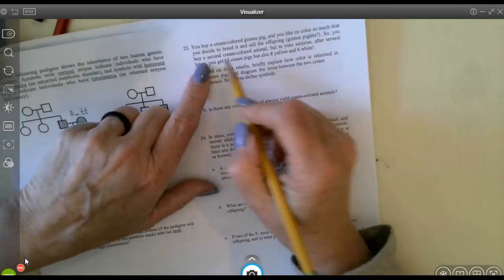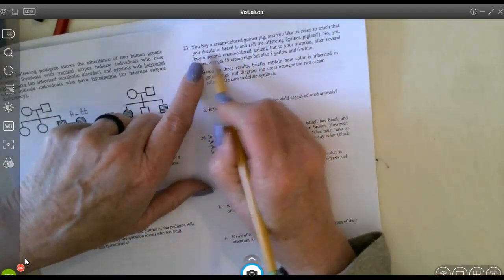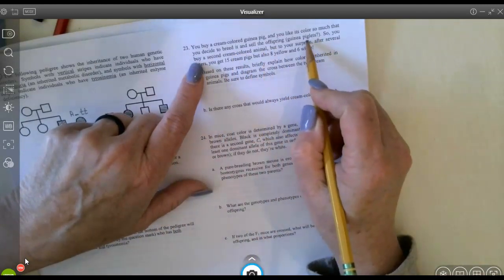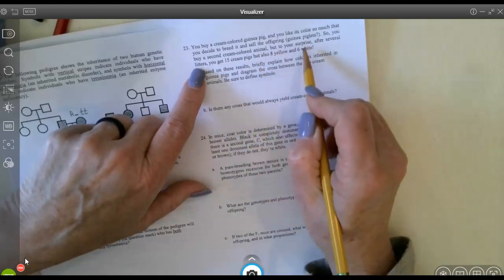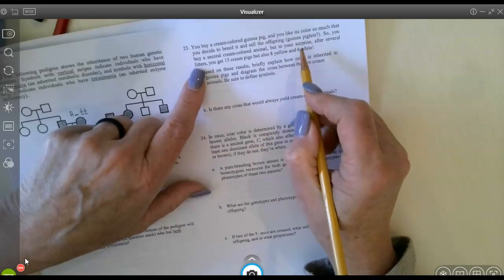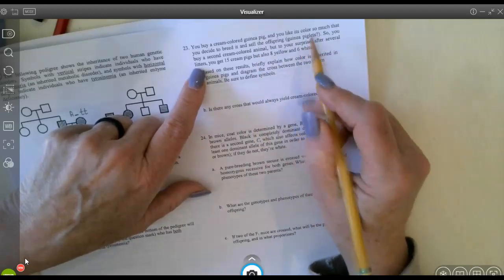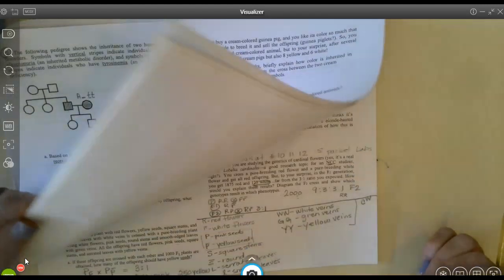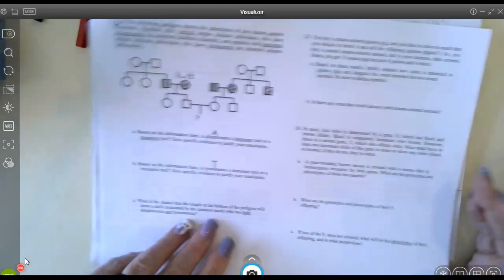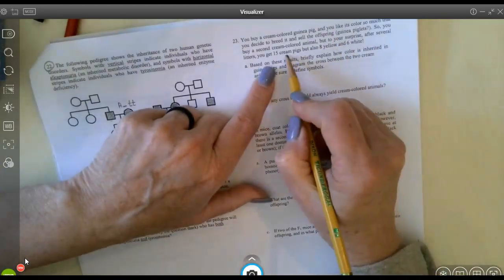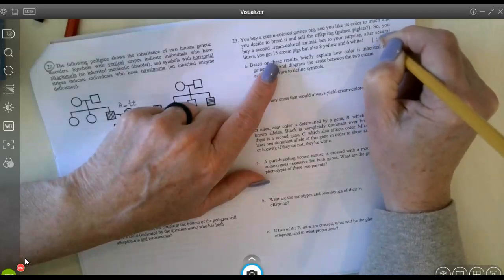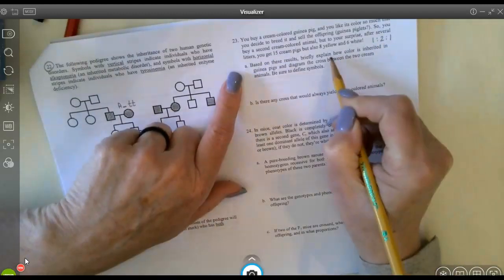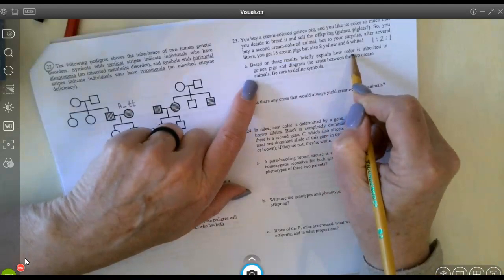Ooh, guinea pigs. You buy a cream-colored guinea pig and you like its color so much, you're going to breed it and sell the offspring and have guinea piglets. So you buy a second cream-colored animal, but to your surprise, this sounds very much like the purple ketchup and the pink flowers and the, oh, the chickens. You end up with 15 cream, but 8 yellow and 6 white. So that looks very 1 to 2 to 1 to me. So I'm going to leave you with how the color is inherited.